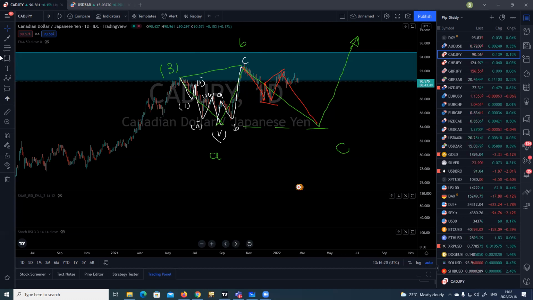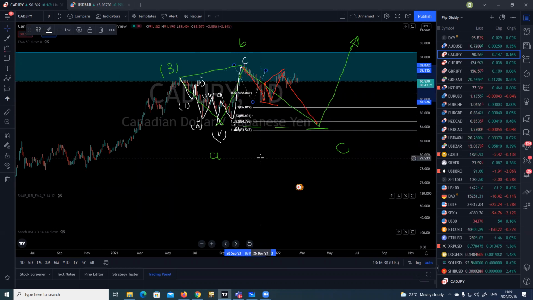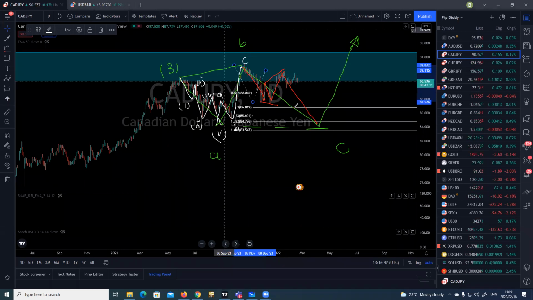If we pull our fib extensions from the start of the leg, from the start of the wave C, to there and to the end there. So I would typically expect the market to come and trade around this area here before a reversal to the upside.